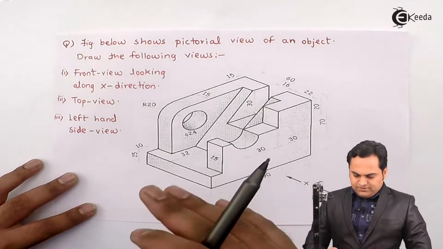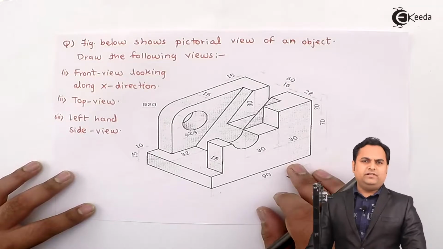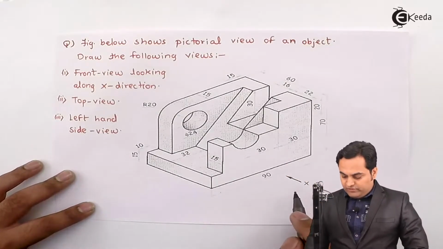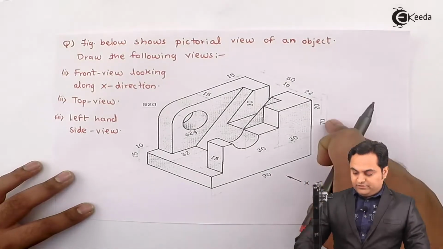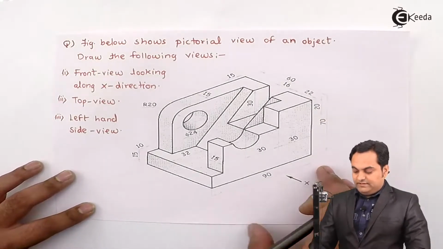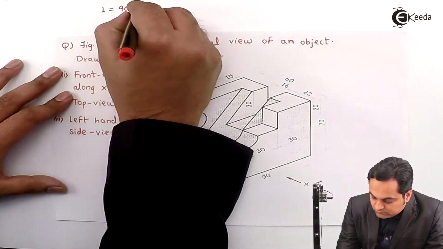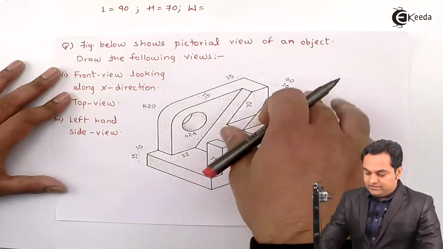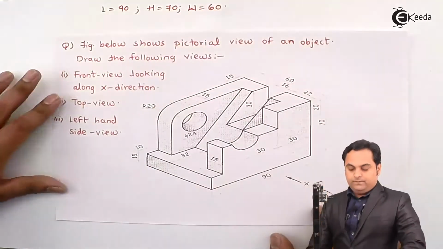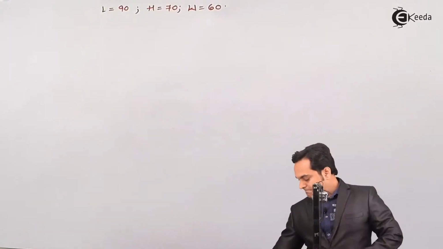Now, just before I start this question, I should know how much is the total length, height and width of the object. So when I'm looking along x direction, in that case, I'm going to see the total length and total height. The total length is 90, total height is 70. And the total width is 60 mm. Then I'll explain the spacing.